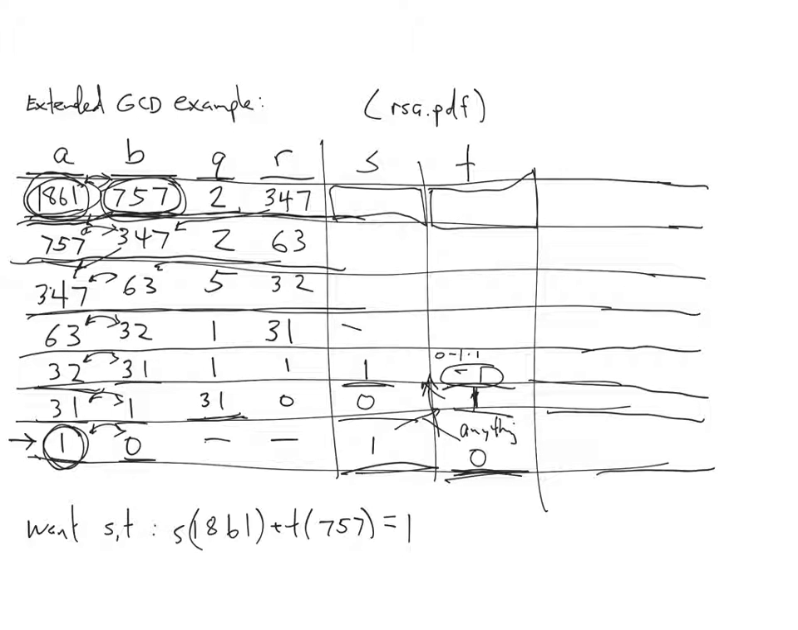So continuing, we get minus 1, and then this one will be 1 minus 1 times 1. And if you do the arithmetic correctly, that's 2. And sure enough, minus 1 times 63 is minus 63, plus 2 times 32, which is 64, gives us 1. So continuing, the numbers get worse as we go. So this is 2, and then this will be minus 1 minus 2 times 5, so that's minus 11.